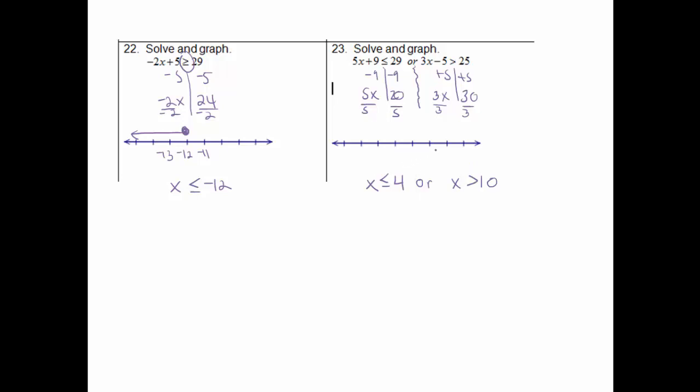Now when I go to graph it, I'm going to put 10, 11, 9, 4, 5, 3. We've got 6, 7, 8 going somewhere in the middle there. We're going to have a closed circle at 4 pointing to the left, and we're going to have an open circle at 10 pointing to the right.